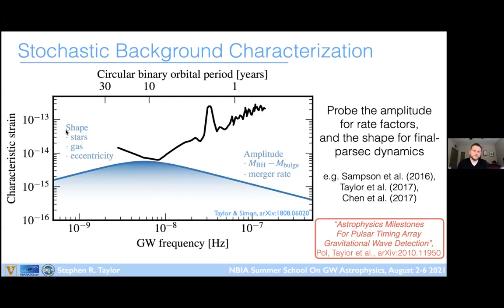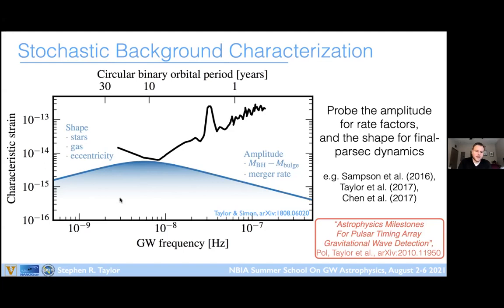Turnover, just a really quick follow-up. So you have to have a turnover though, right? Because otherwise you run into the final parsec problem. Right. I mean, yes, we have to have some turnover at some point. We don't know when it is though.